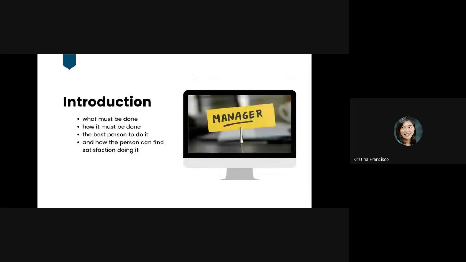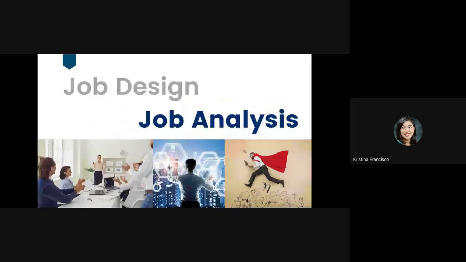So, a typical manager, a business owner, or CEO understands that for the organization to succeed, questions about what must be done, how it must be done, the best person to do it, and how the person can find satisfaction doing it must be given definite and appropriate answers. It is an attempt to give answers to these questions that the functions of job analysis and job design come in. In this chapter or unit, these concepts shall be discussed and they pertain to human resource management.